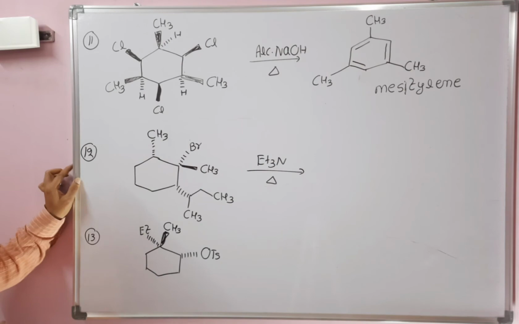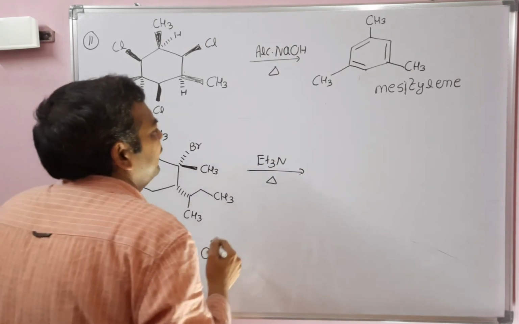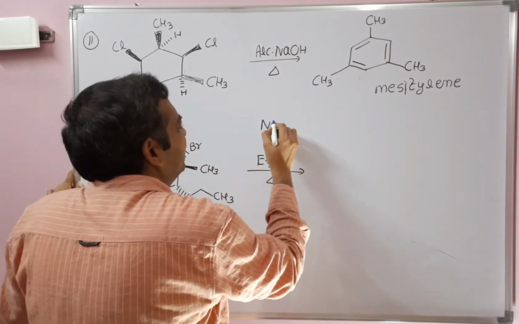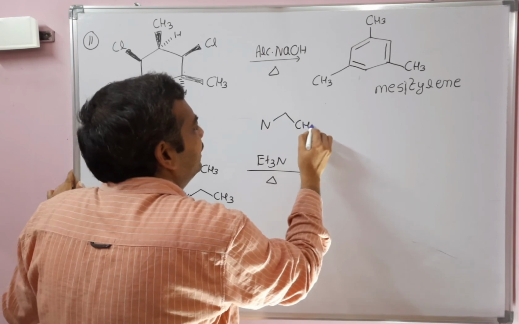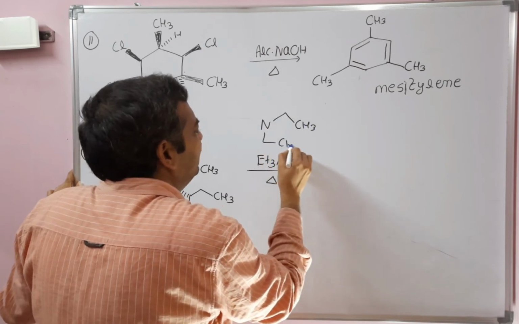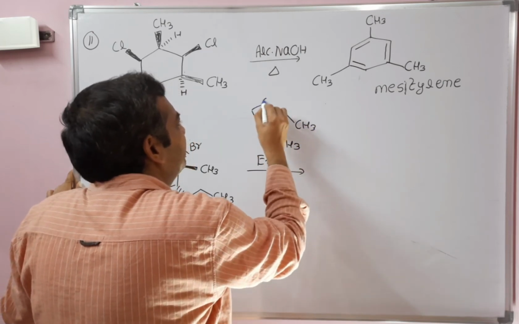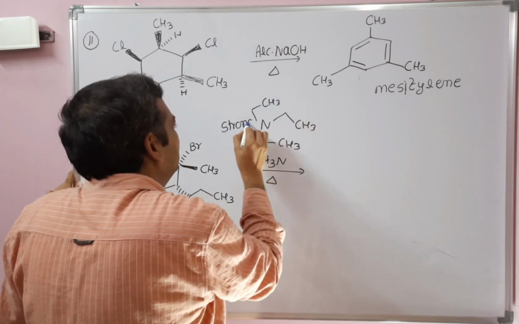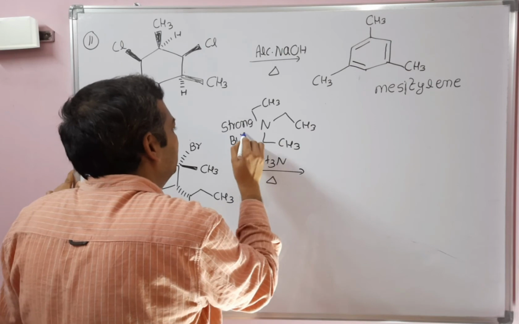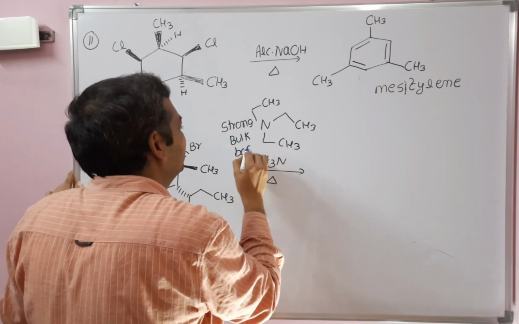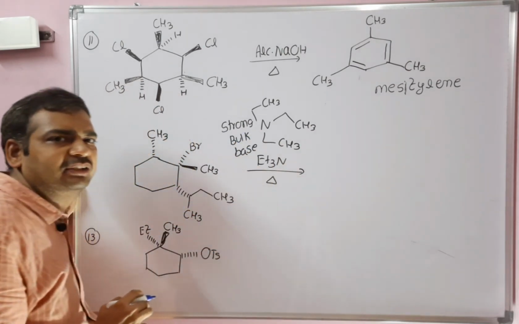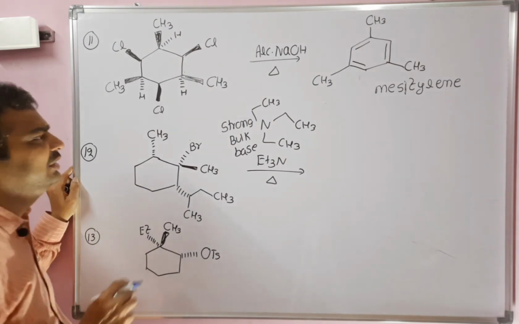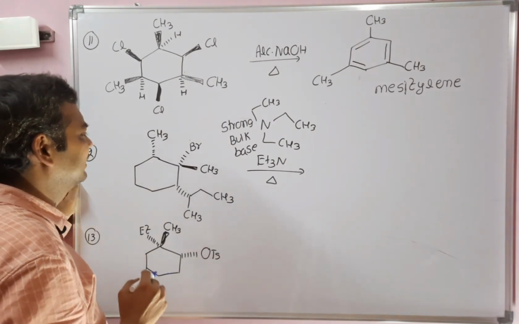So coming to the 12th example, triethylamine. This is the structure for triethylamine. Triethylamine is a strong bulky base, like potassium tert-butoxide or sodium tert-butoxide. This is also a strong bulky base.